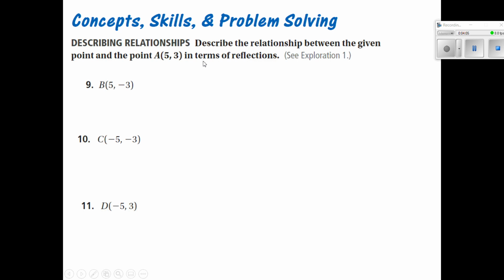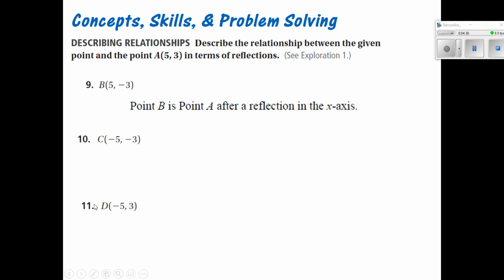Number 9, describe the relationship between the given point and the point A (5, 3) in terms of reflection. All right, so if this is (5, -3), what changed was the y. So that means it changed from up to down. So I would say the relationship is that it was reflected across the x-axis. This is point B and point A after a reflection in the x-axis.